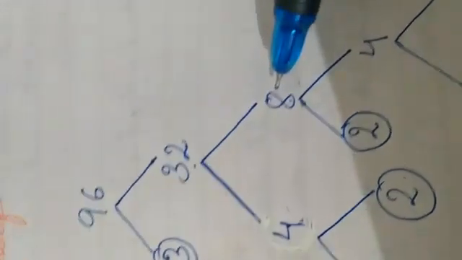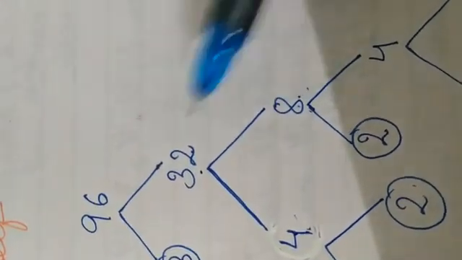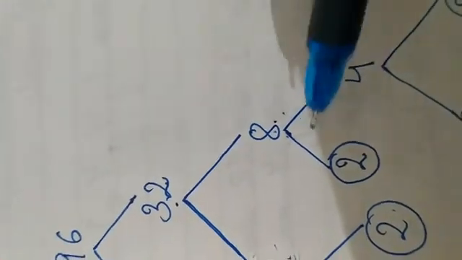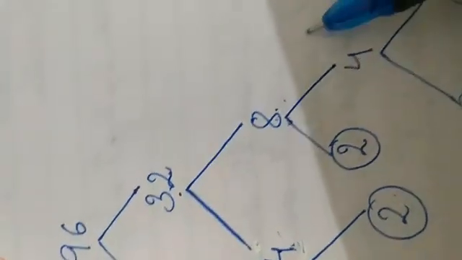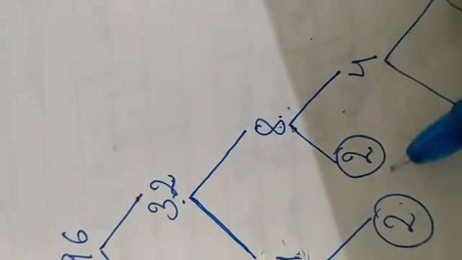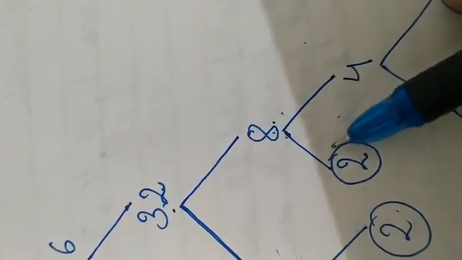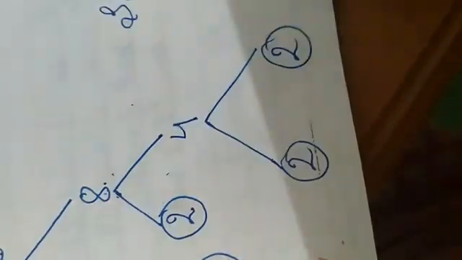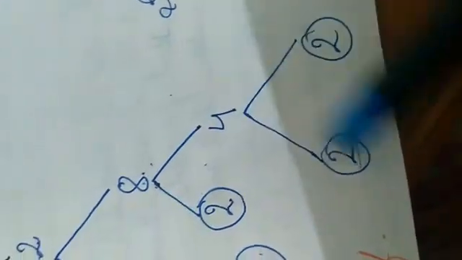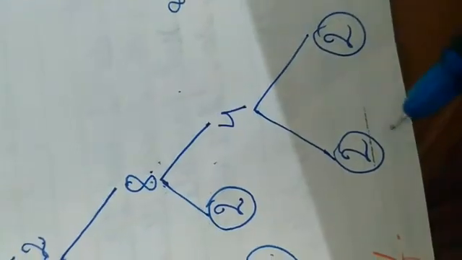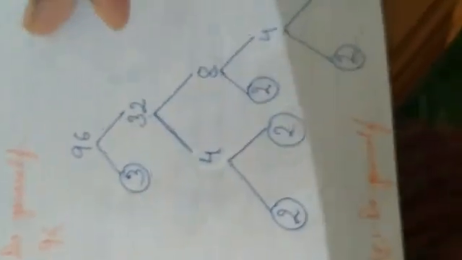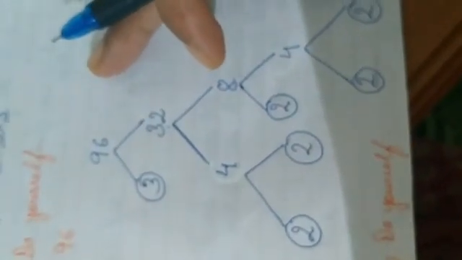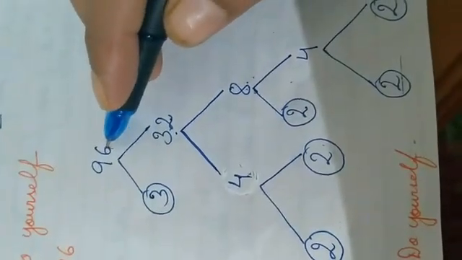Now come to the next branch, that is 8, which we got for 32. 8 comes in 2's table again. So we have written 2 into 4, and 2 is our prime number. Again 4 is left here, so we have drawn branches again, that is 2 into 2. Now this is the factor tree which we have drawn for the number 96.